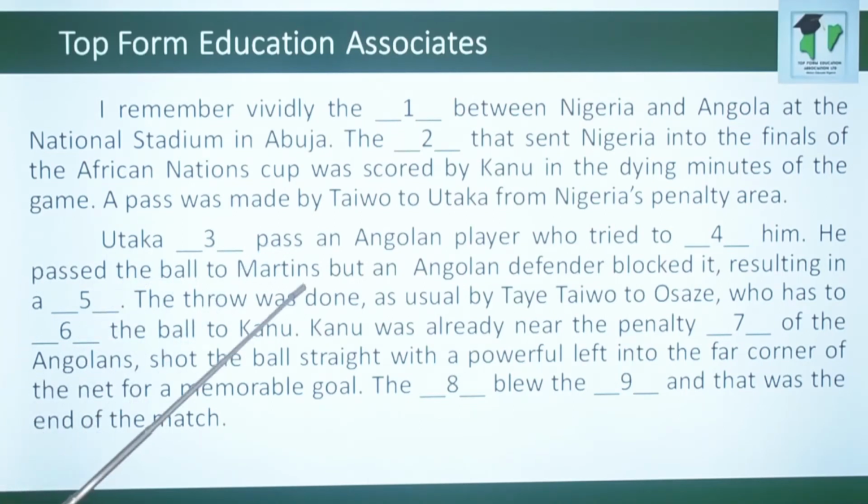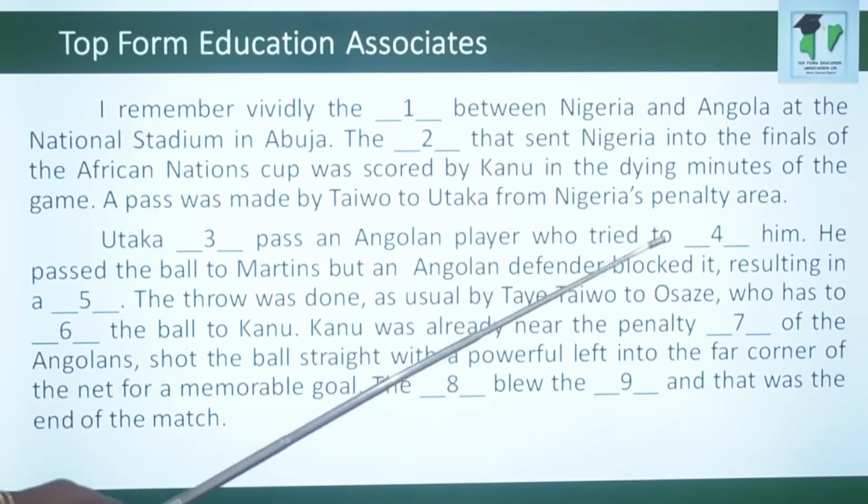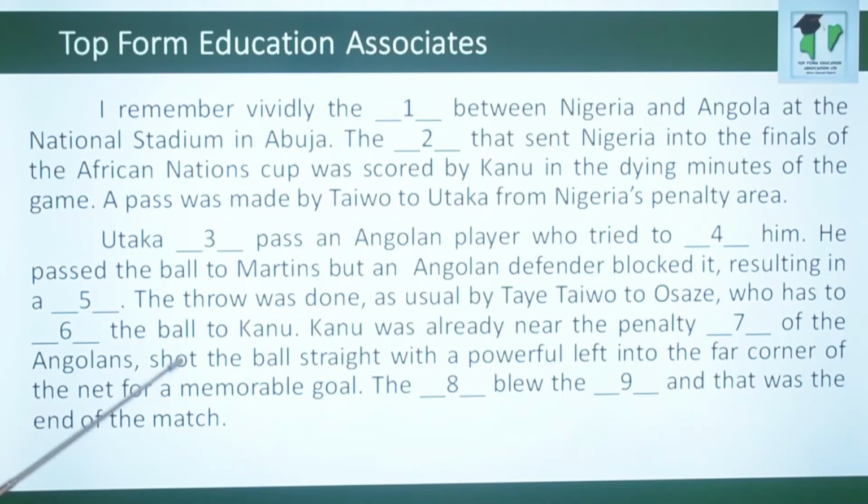He passed the ball to Martins, but an Angolan defender blocked it, resulting in a dash. The throw was done as usual by Taiwo to Ozazi, who has to dash the ball to Kano. Kano was already near the penalty dash of the Angolan, shot the ball straight with a powerful left into the far corner of the net from a memorable goal. The dash blew the dash, and that was the end of the match.